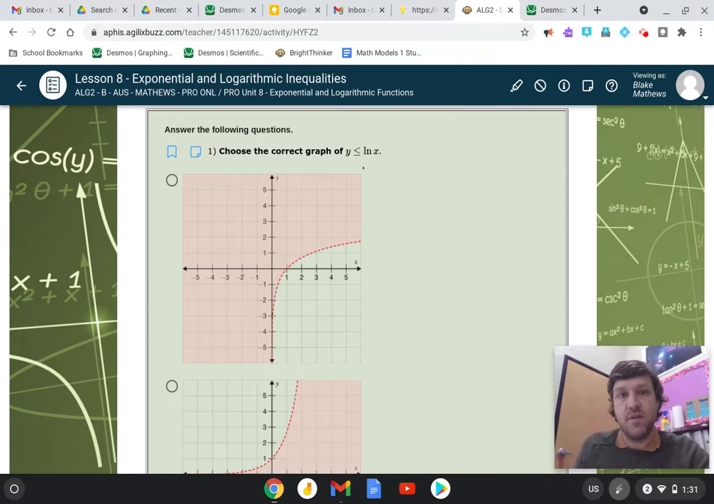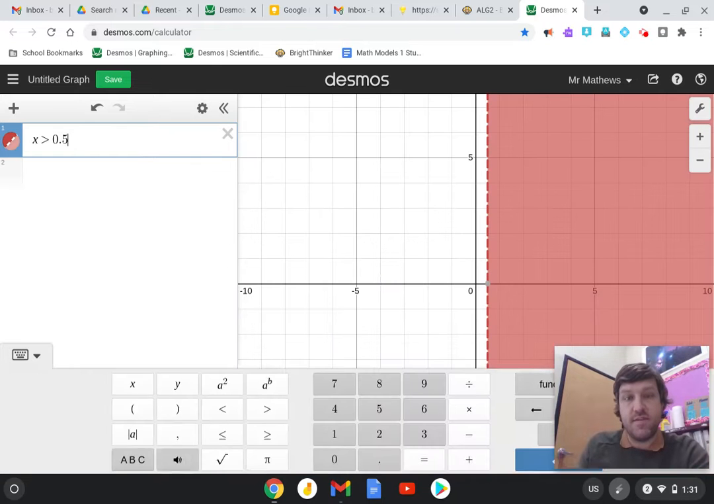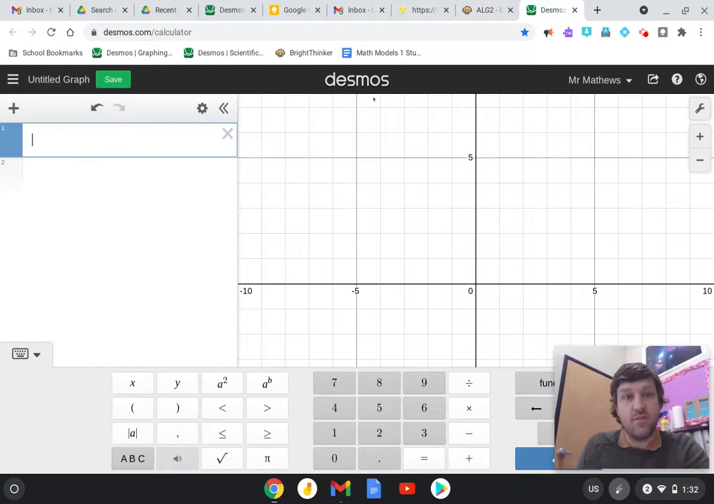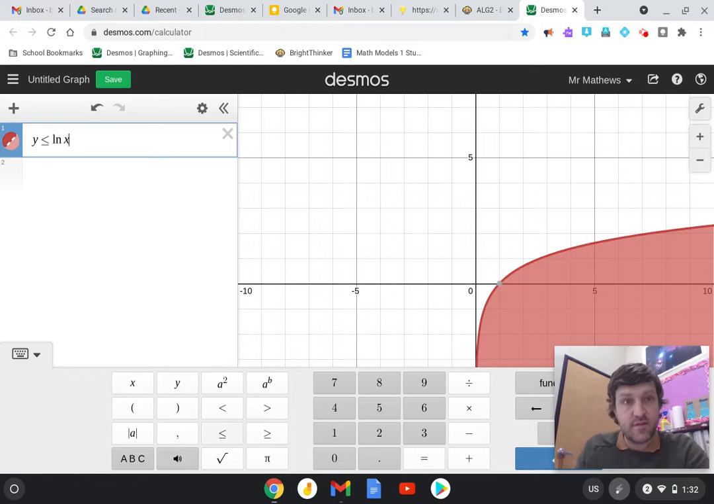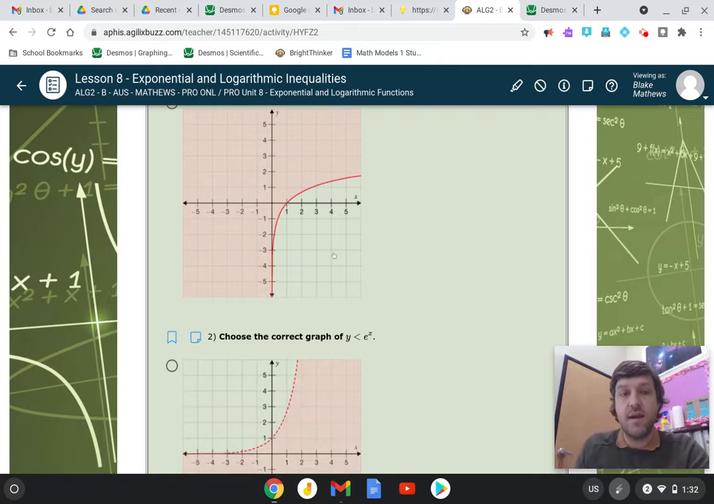Some of them are very simple. Like this first one is just one expression. So you just need to graph the one that they've given us here. It says y is less than or equal to the natural log of x. So I'm going to do y is less than or equal to the natural log of x. And then I'm going to match the graph. That looks like that one. That one's pretty straightforward. Make sure you look at the solid line versus dashed line.